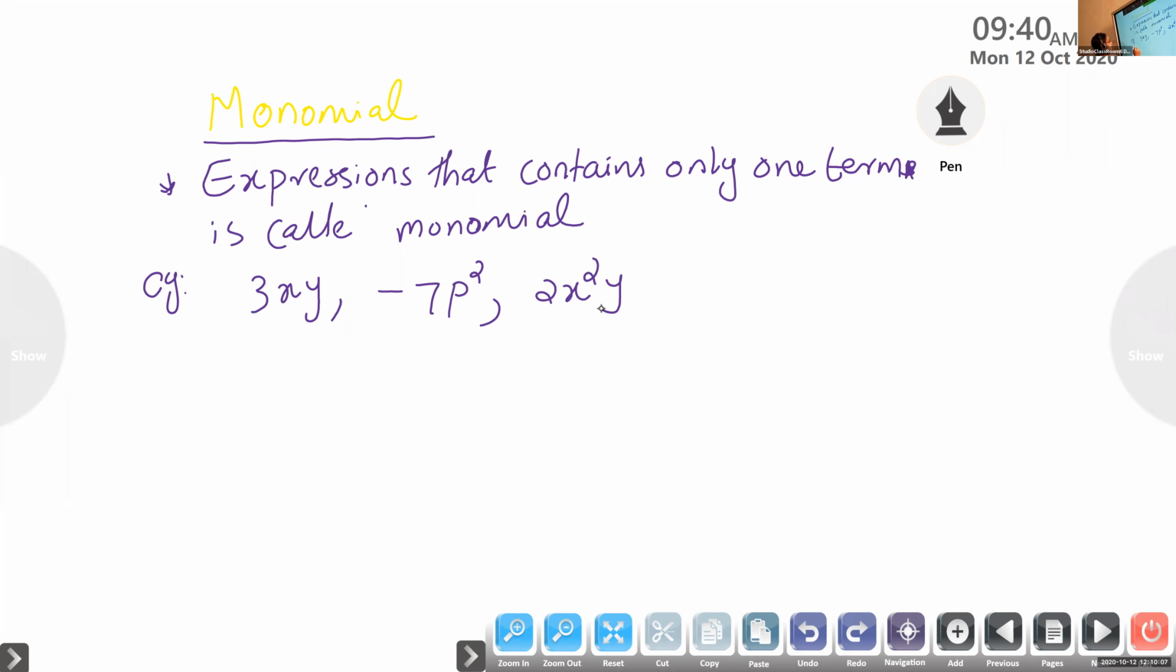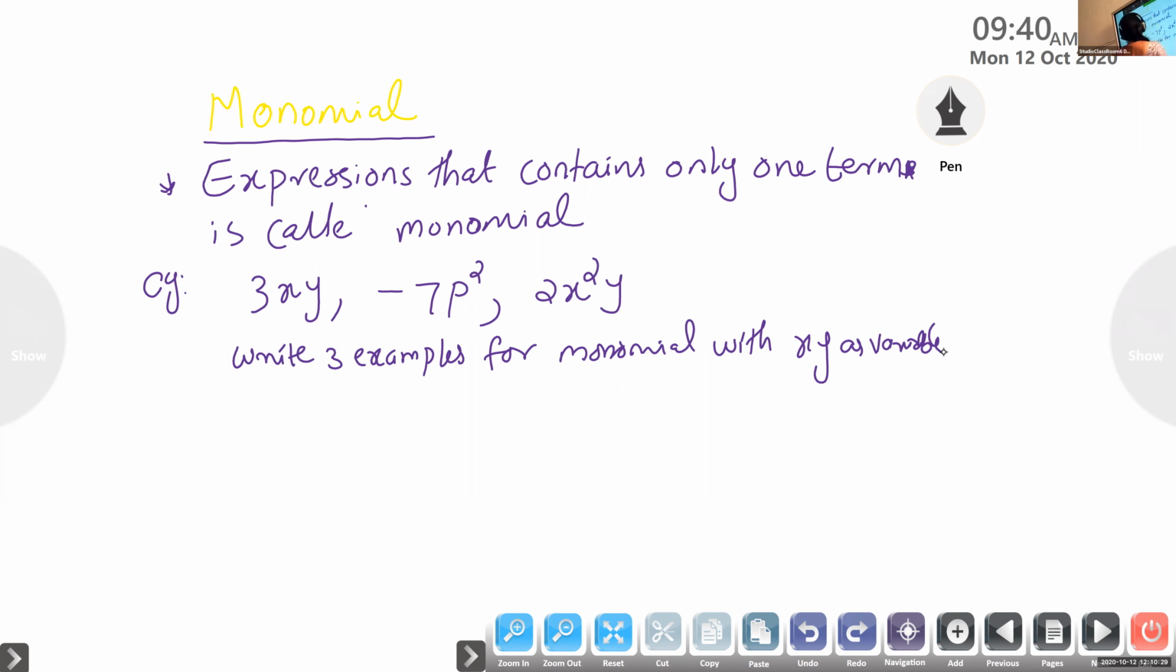Okay, all of you write 3 examples for monomial with xy as variable. Any 3 examples. Xy should be variable. What were the answers? Anybody? Give the examples. Louder. Any examples with xy as variable?